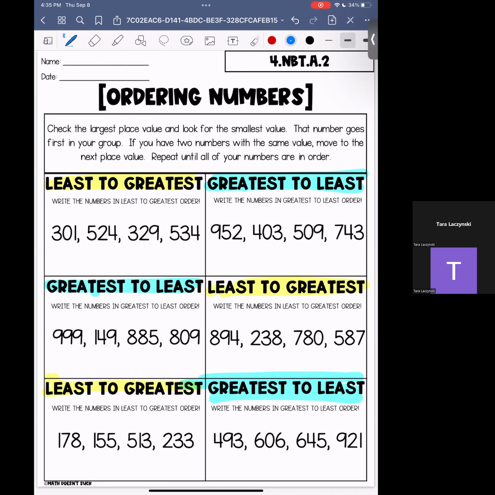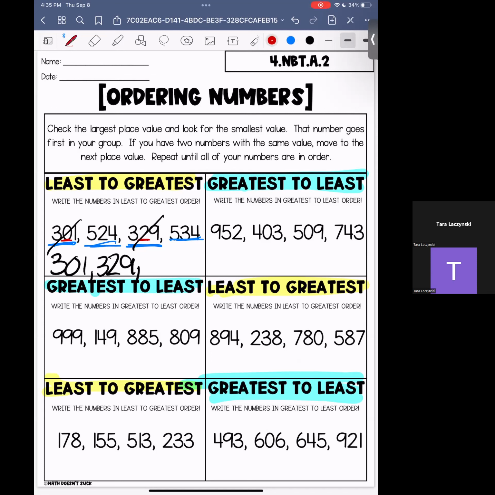So I look at my biggest place value, which is my hundredths. I have a 3, a 5, a 3, and a 5. So I need to take a look at these two numbers and decide which one is the smallest. Now they both have a 300, so I'm going to look at my tens place. And I know that 0 tens is less than 2 tens, so I'm going to put 301 as my first number and cross it out. My next number would be 329. Now I need to look at my 500s.